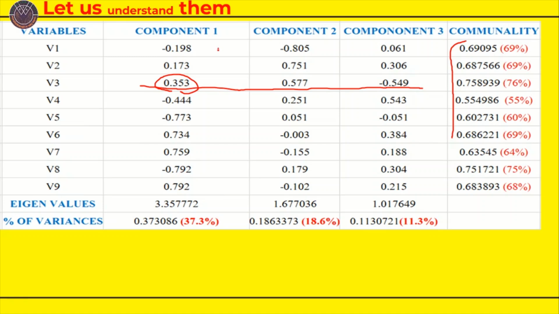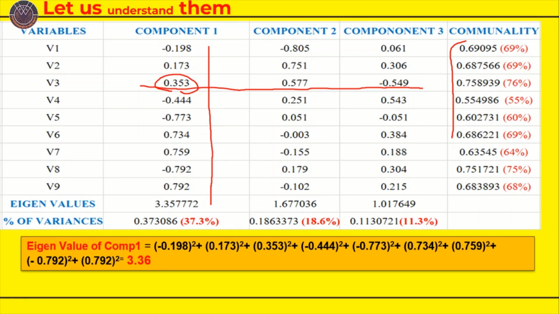But eigenvalue is based on these particular values. Across the component, for a specific component, if you take these factor loadings under consideration, you can see here, the eigenvalue for component 1: if you square all the factor loadings, minus 0.198 square and all this, and then add them, you will get a value of 3.36. So the eigenvalue you have got is 3.36.